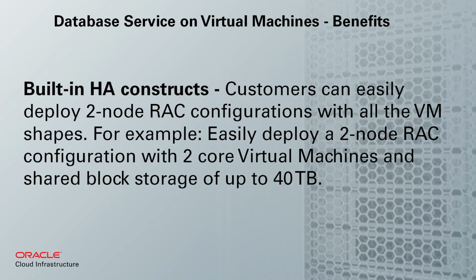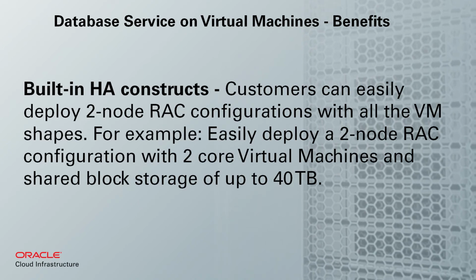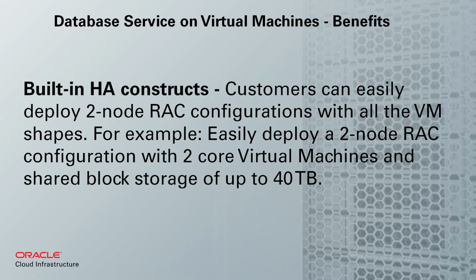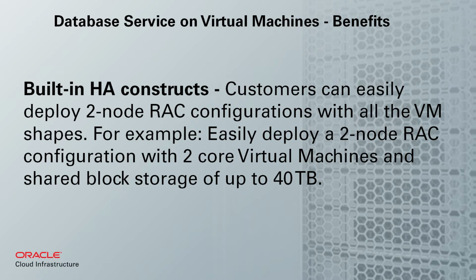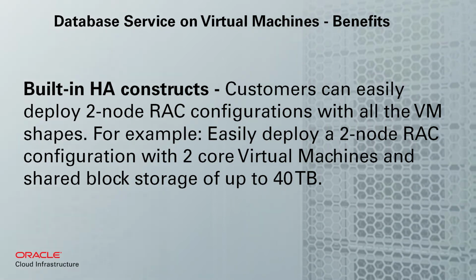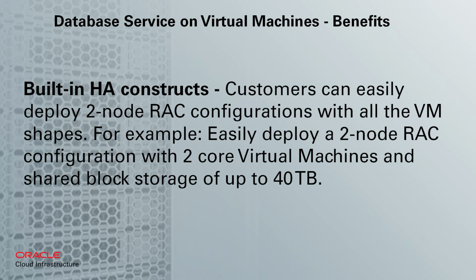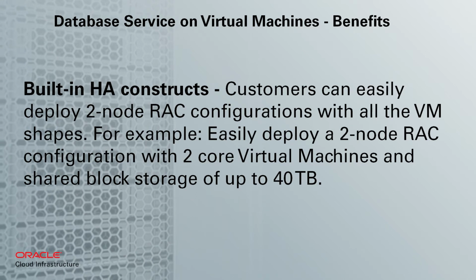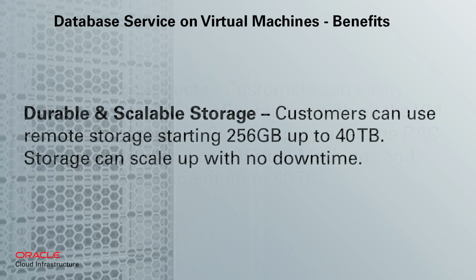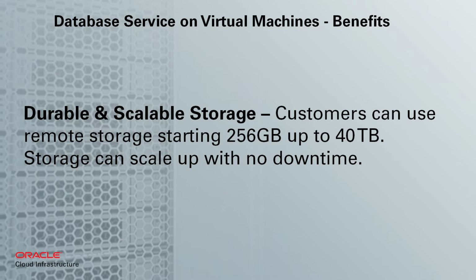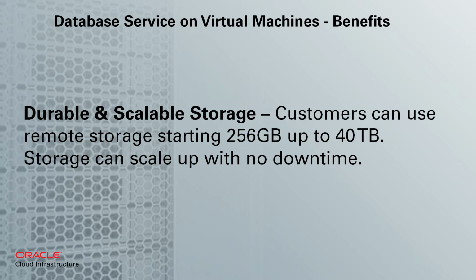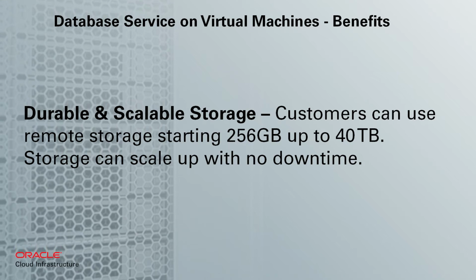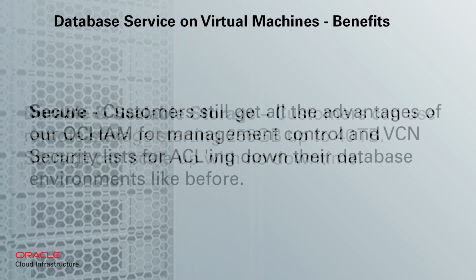Database service on virtual machine has built-in high availability constructs. You can now deploy 2-node rack configurations with any virtual machine shapes. For example, you can use 2-node rack configuration with two core virtual machines and a shared block storage of up to 40 terabytes. Database service on virtual machine provides a durable and scalable storage. You can use remote storage starting 256 gigabytes up to 40 terabytes.